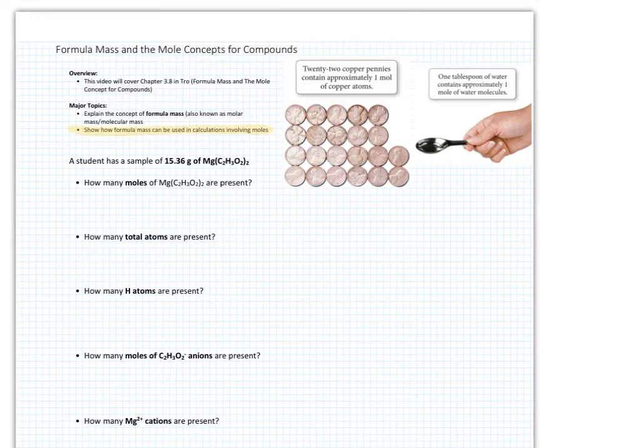One thing that's a little bit strange about Trudeau's book, and I understand why he did it, is that he introduces the mole concept in Chapter 2 and then waits until the middle of Chapter 3 to introduce formula mass. A lot of books have them done together. So you might want to refer back to Chapter 2 to understand where the idea behind the mole comes from.